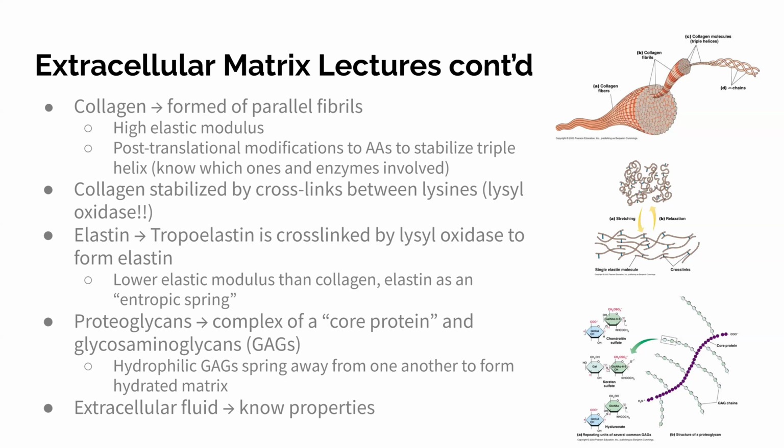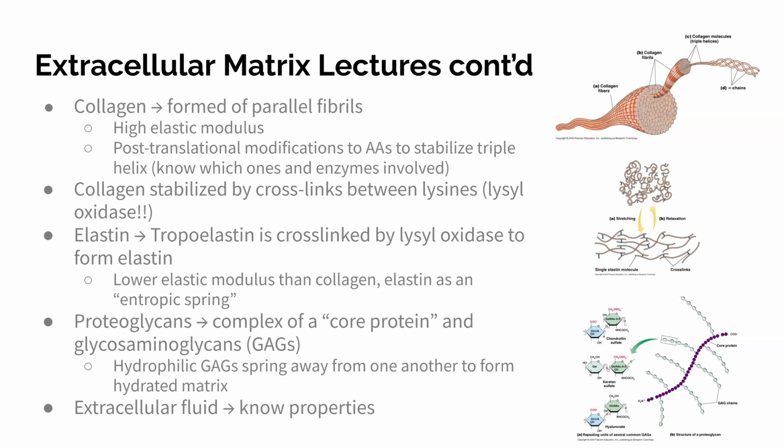And then it's really important to know that there are two post-translational modifications to amino acids that happen in collagen to stabilize the triple helix. It might be helpful to know the structure of the amino acid, and you should also know which enzymes are involved. So collagen is stabilized by cross-links between the lysines, and that kind of forms a matrix. And lysines are modified by lysyl oxidase to be able to form those cross-links.